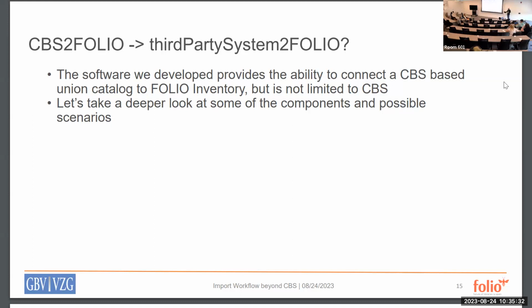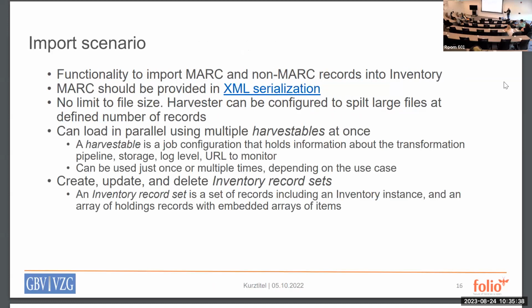I want to now take a deeper look at some of the components and also the app, the Harvester Admin. So, of course, what kind of scenarios do we have? We have import scenarios. You can, and that is the great advantage, I would say, import any format or any standard that is in XML, because we rely on XSLT transformations. So you can import non-MARC, that would be Pica in our case, or even MARC, as long as it is provided in an XML serialization.